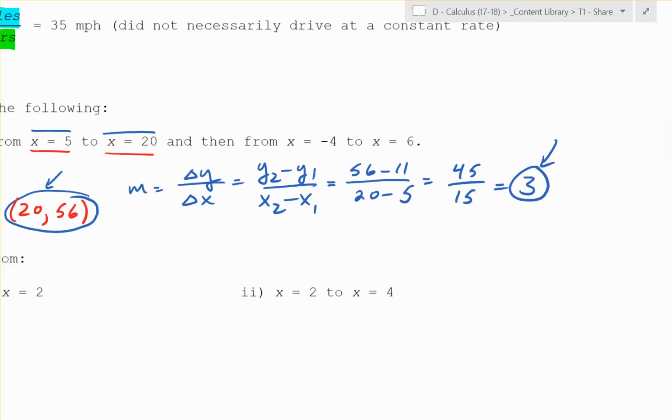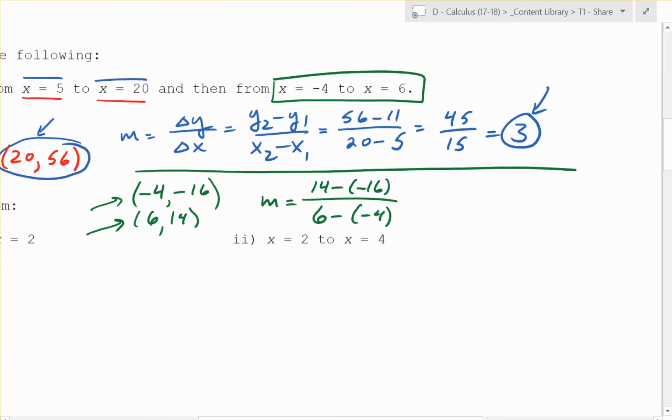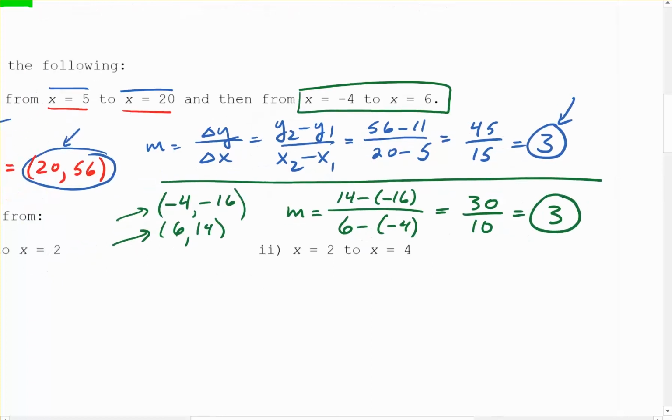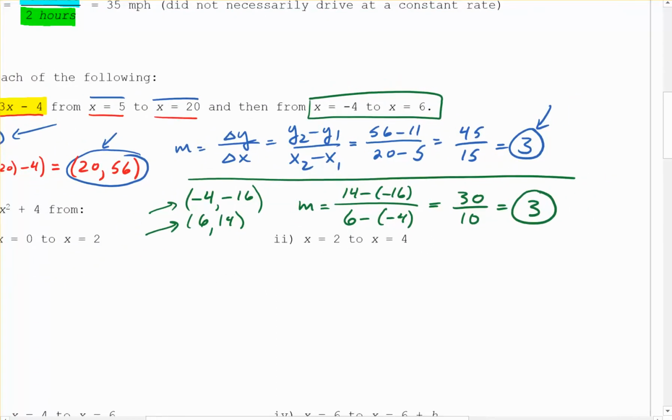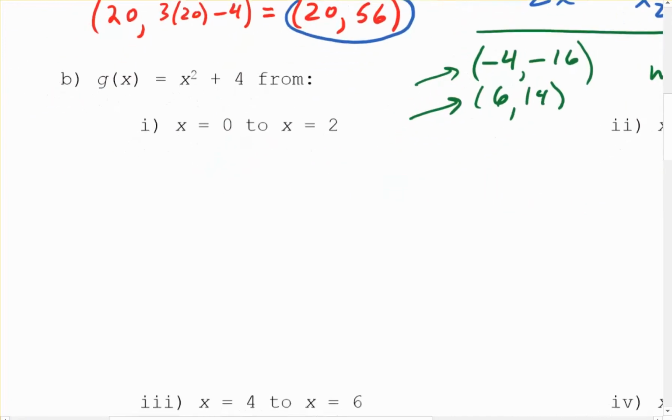Now what happens if we check it from -4 to 6? The first thing we do is find the 2 points when x equals -4 and x equals 6. In that case, it's going to be -4, -16, and 6, 14. We set up y2 minus y1 over x2 minus x1. Oh, and look, this time it came out to be 3 as well. It is totally possible to have the same average rate of change in 2 sections of a function. Absolutely. So let's do a couple more.